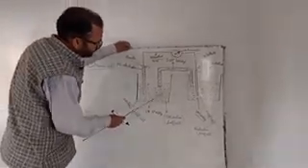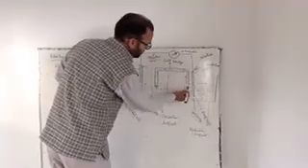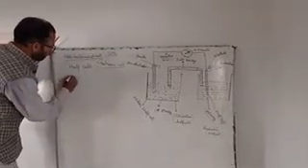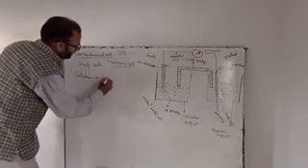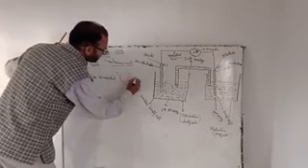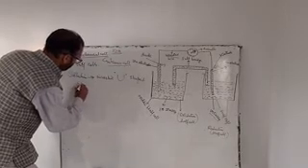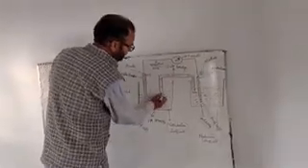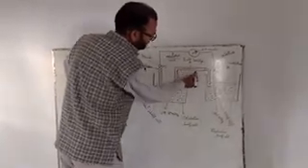The solutions in the two beakers, here it is zinc sulfate solution, and in this beaker it is copper sulfate solution. These two solutions are connected by means of an inverted U-shaped tube. This is the inverted U-shaped tube.